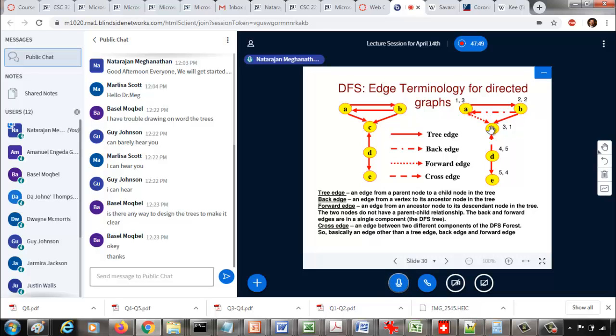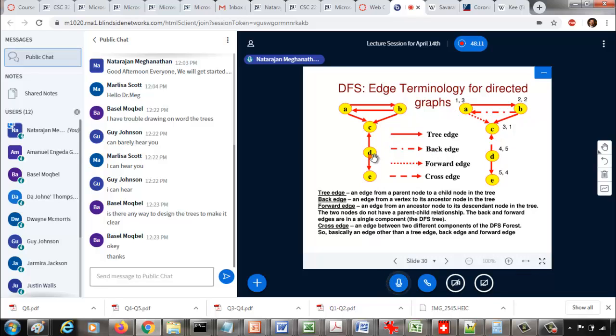So both A and C were visited in the same instance of depth first search. If you have an edge to a vertex that has been pushed as well as popped out in the same instance of depth first search as the other end of the edge, then we call that edge a forward edge.